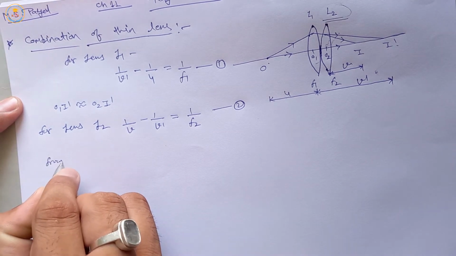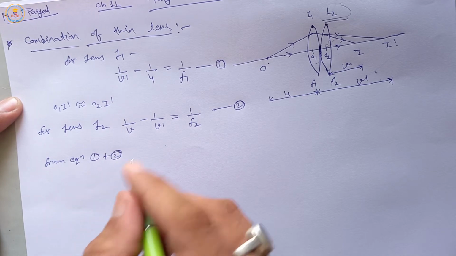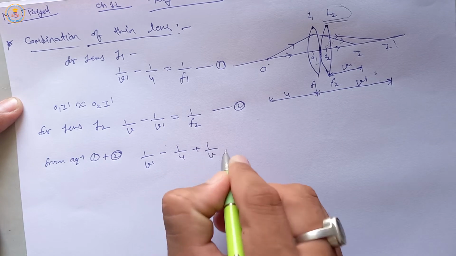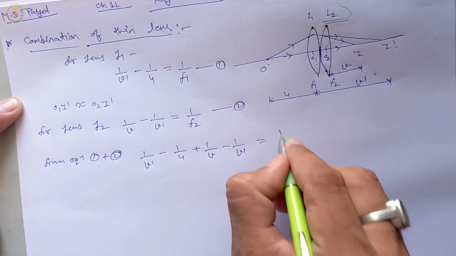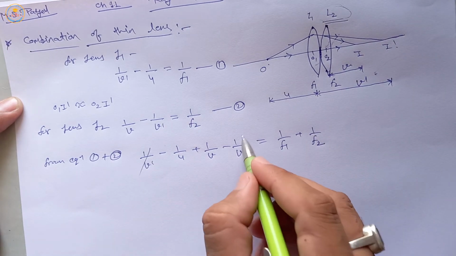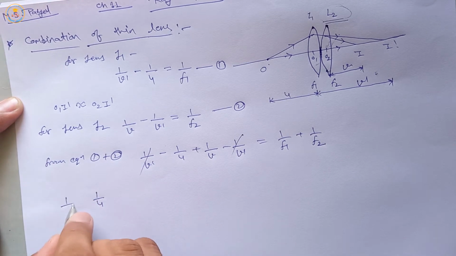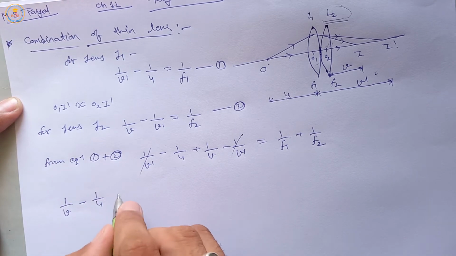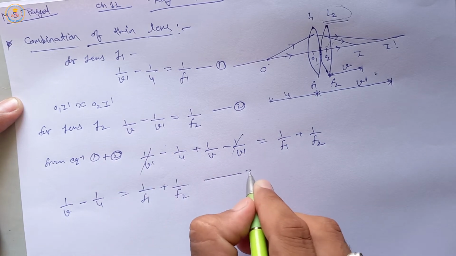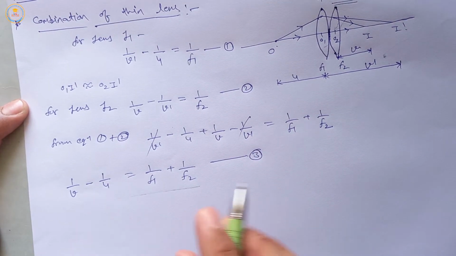Here we combine both lenses. On adding equation 1 and 2, we get 1 upon v dash minus 1 upon u plus 1 upon v minus 1 upon v dash is equal to 1 upon f1 plus 1 upon f2. This term cancels out with this term, then we get 1 upon v minus 1 upon u is equal to 1 upon f1 plus 1 upon f2. This is equation number 3. So in the combination of lenses, we get this equation.